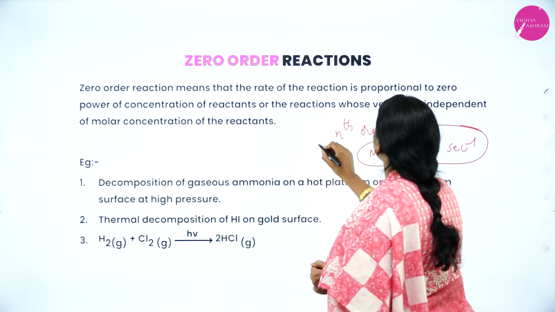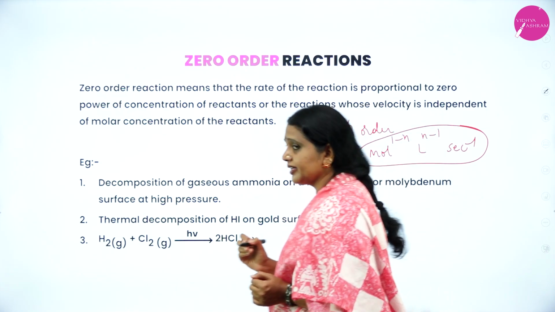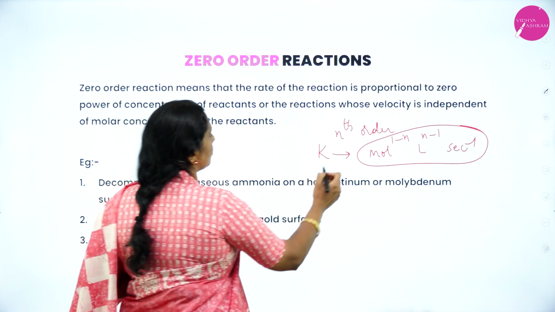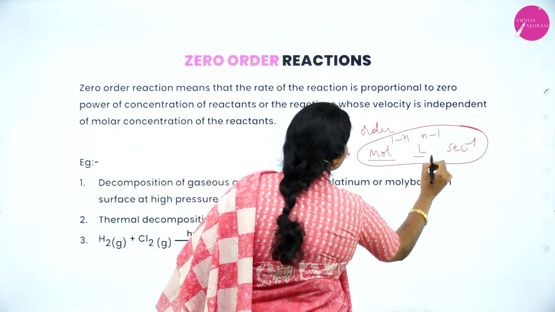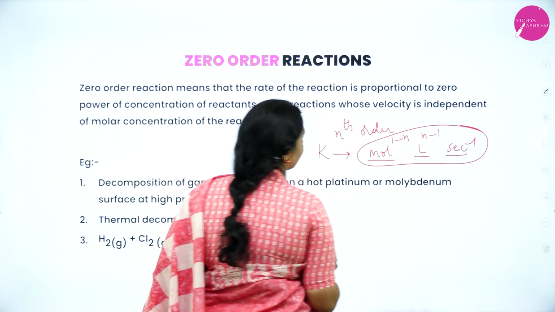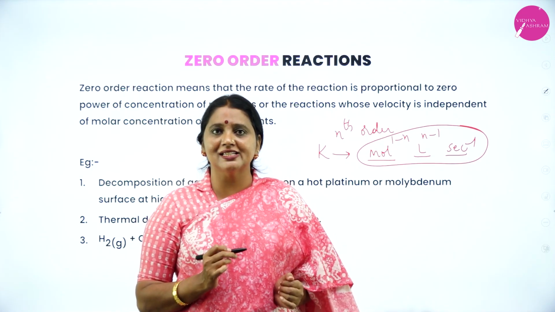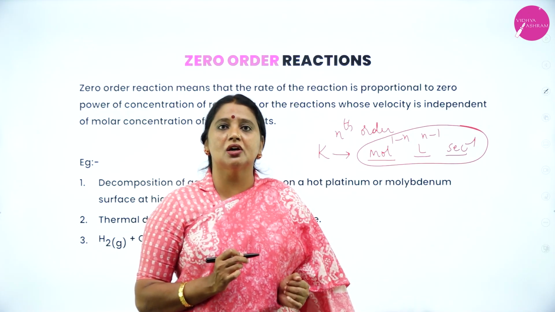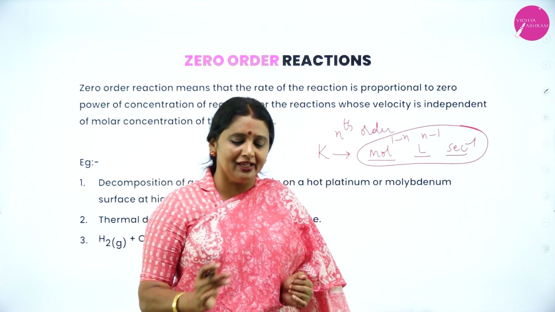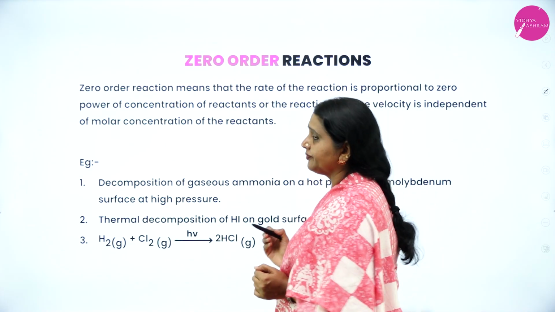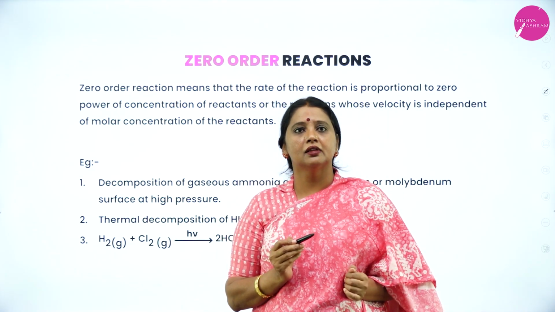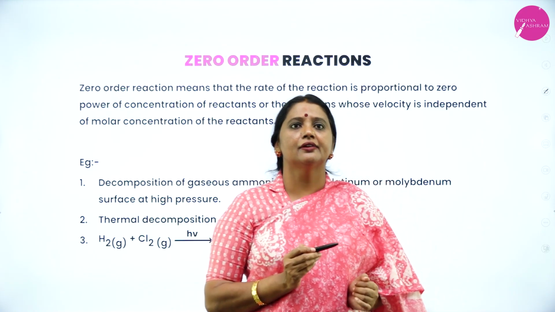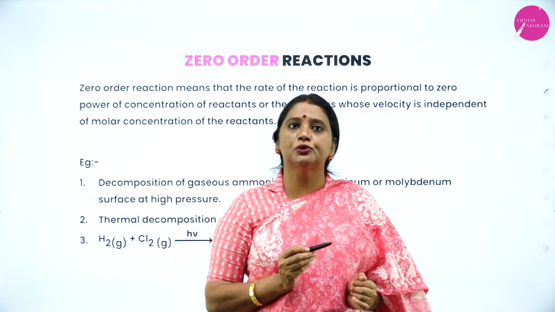What's the unit of velocity constant for nth order reaction? The unit of velocity constant of nth order reaction is mole to the power of 1 minus n liter to the power of n minus 1 per second. Mole to the power of 1 minus n liter to the power of n minus 1 per second is the unit of rate constant for which order? Nth order. Now, based on order, the reactions are classified into different types: zero order, first order, second order, up to nth order.